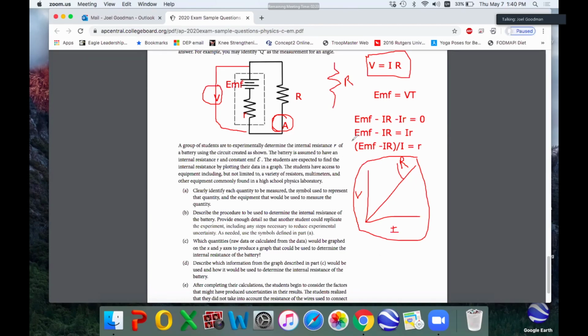I guess, I mean, this seems silly, but could I do this? Would it just be EMF minus IR on the y-axis and then I on the x-axis? Yes. Would that get you the slope, the slope being little r? Yeah. Okay.